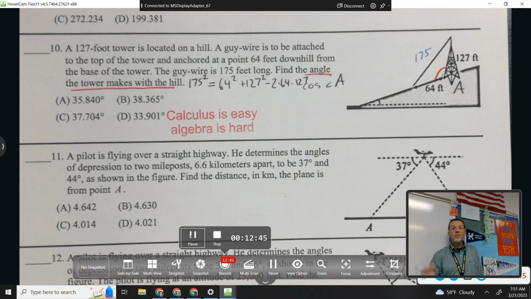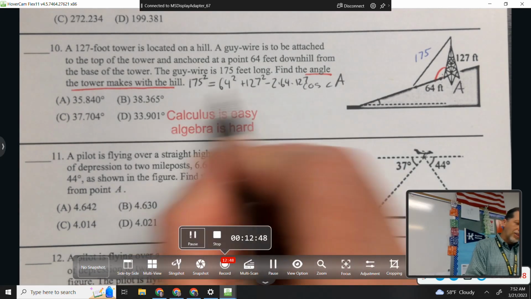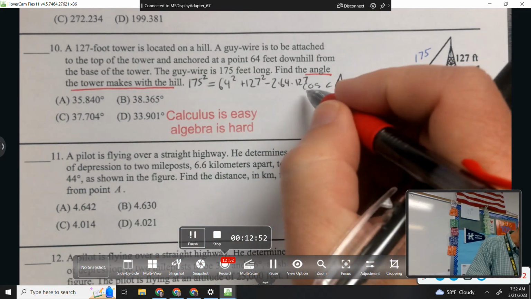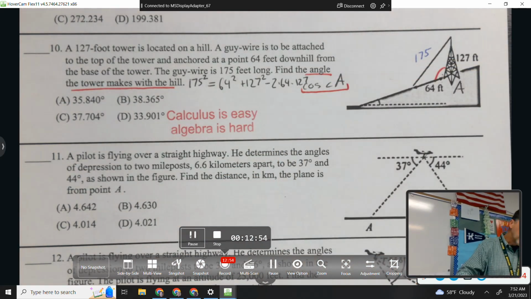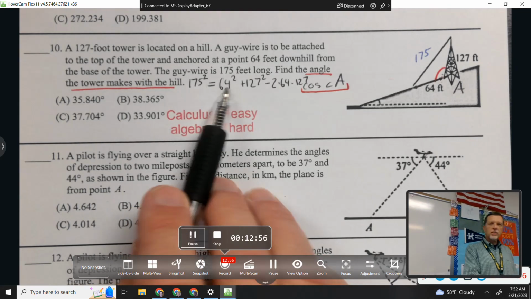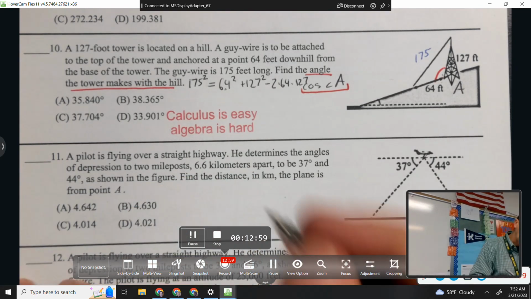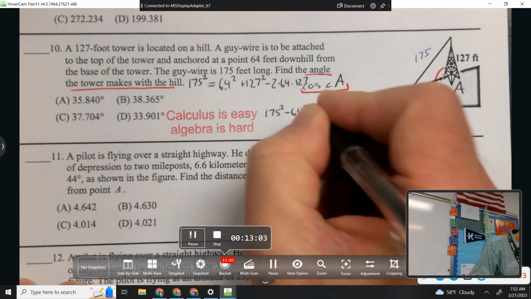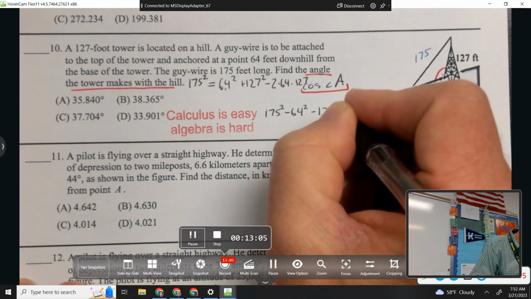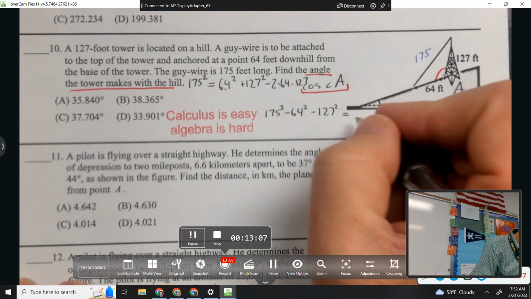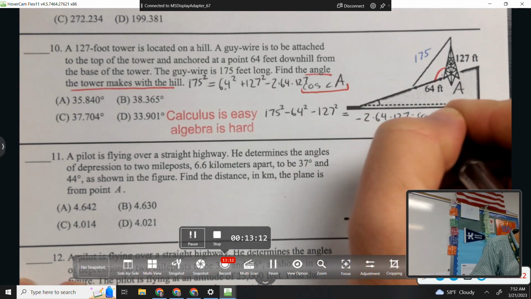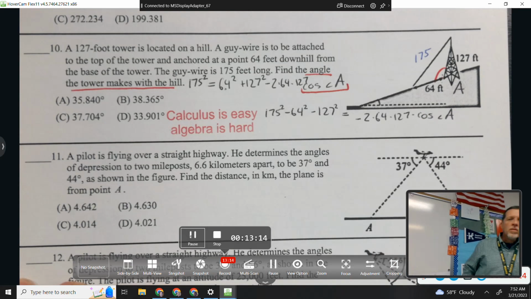Okay, so now it's an algebra problem, right? Like that's the pre-cal part. Now the algebra, and I'm trying to get cosine of angle A by itself. So let's subtract over the 64 squared and the 127 squared. And by the way, I'm not finding any values for these yet. I'm going to do all the moving around first and then go to the calculator.